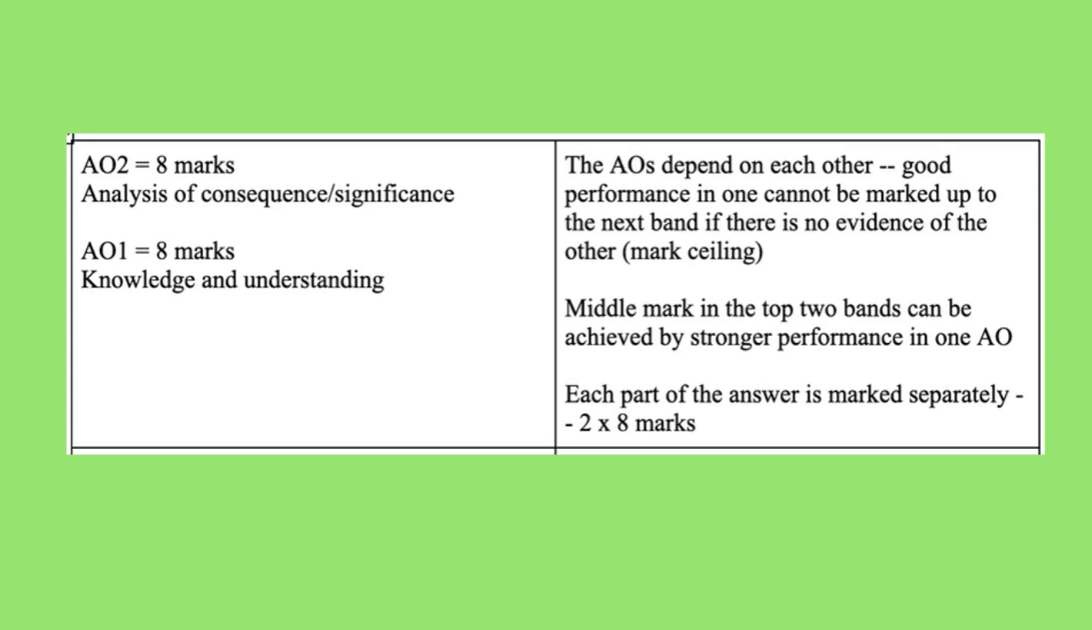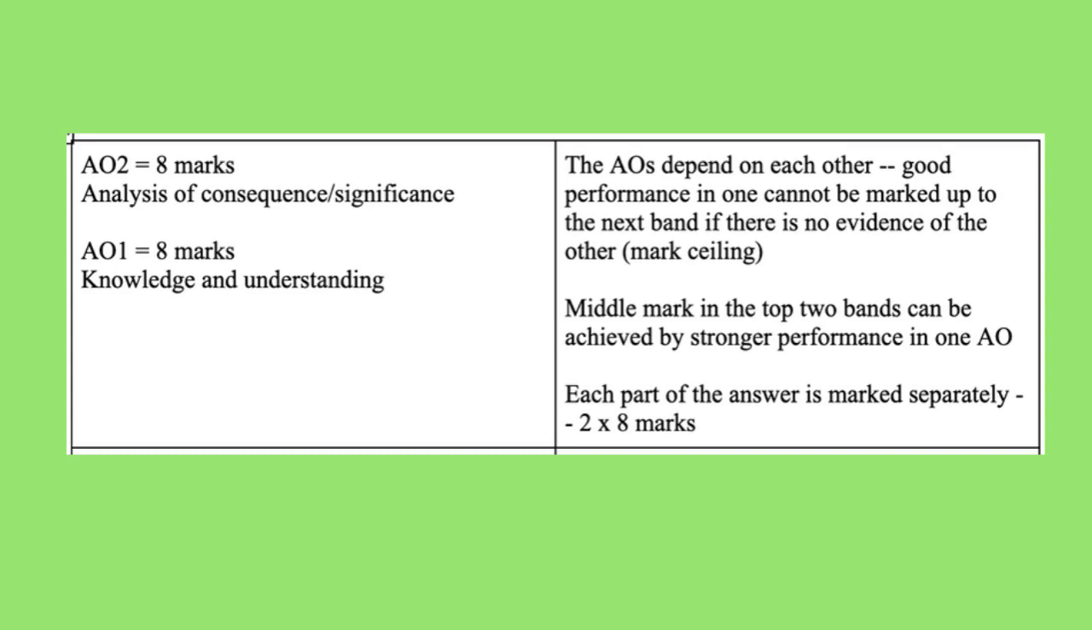the overview video. 8 marks here are awarded for AO2, which is your analysis of consequence and significance. So that requires you to take the first element of the question and think about what is important about it in relation to the second element of the question. Making those links between the two different elements of the question is how you are analytical and how you score highly for AO2.